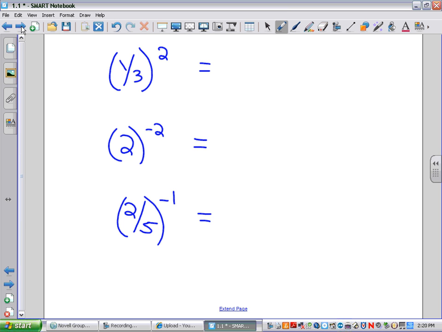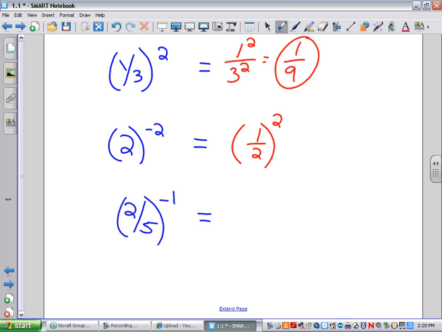Next page, 1/3 squared. That is the same thing as 1 squared over 3 squared. 1 squared is 1, 3 squared is 9. So that answer is 1/9. The middle one's a negative exponent. Instead of 2, what's the reciprocal? That's 1/2. And you make it a positive 2 exponent, which would be the same thing as 1 squared over 2 squared, which is 1/4.